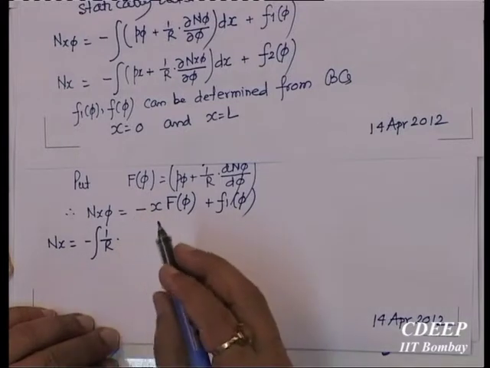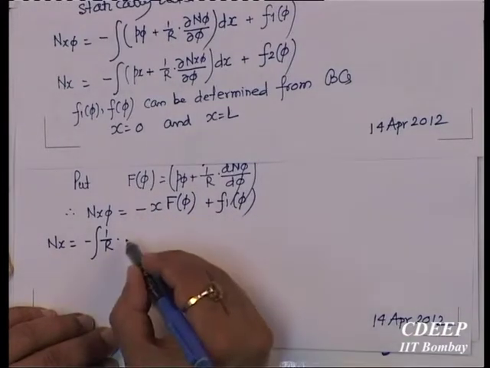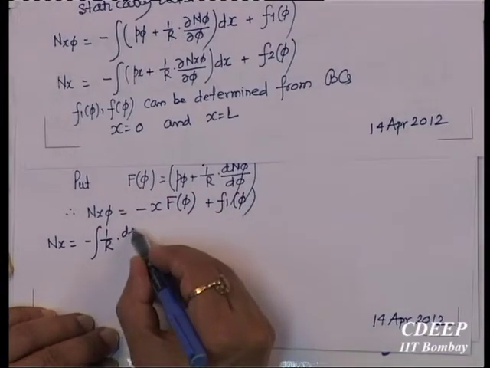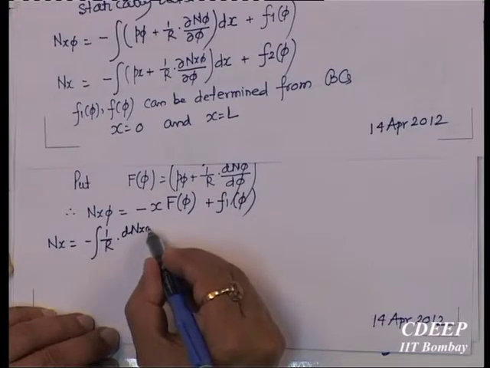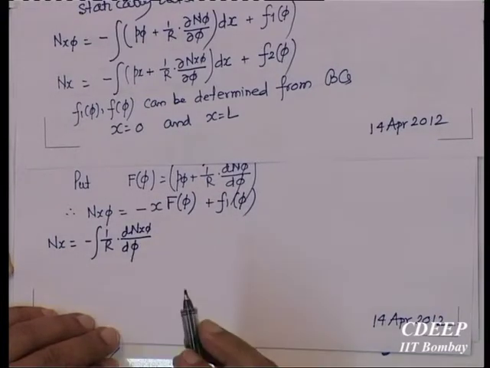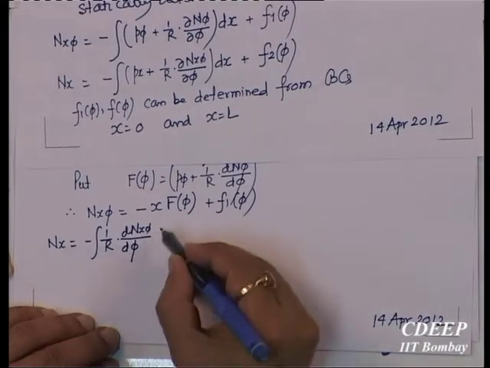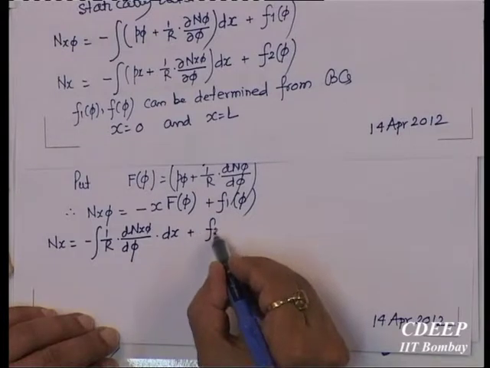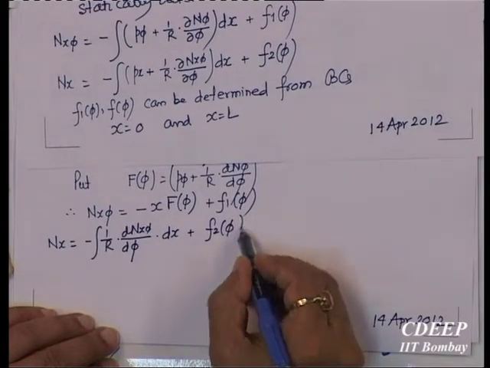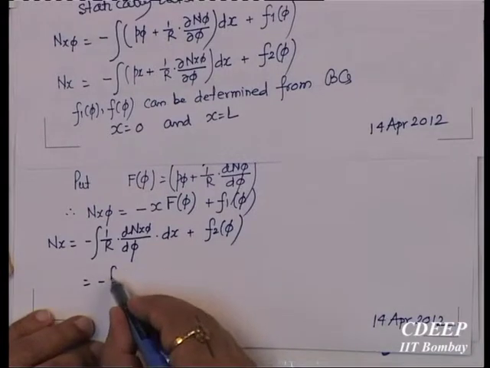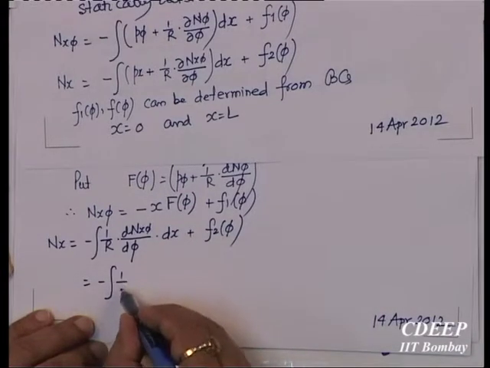dN_x phi by d phi. Should it be ordinary or partial? d phi into dx plus f2 phi, and that is equal to integral 1 by r.